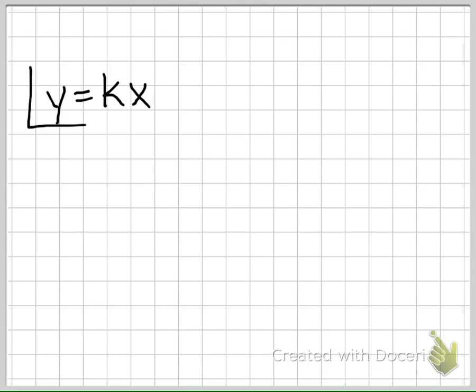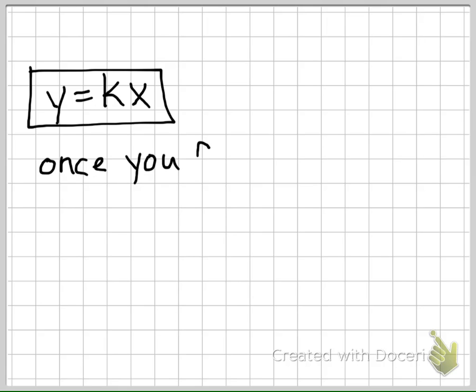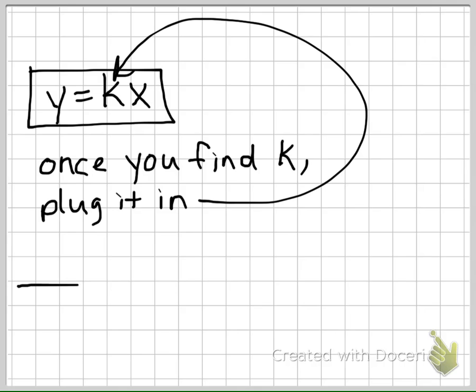Now, here is your formula for direct variation. It's y equals kx. Any direct variation equation looks just like this. All you have to do is find k and plug it in where the k is.